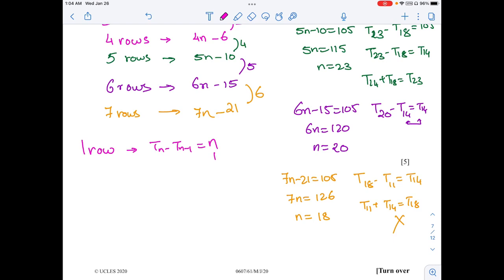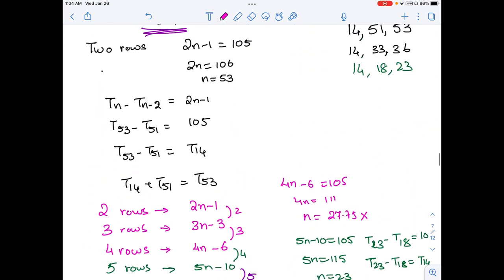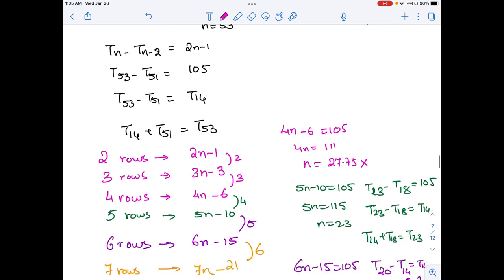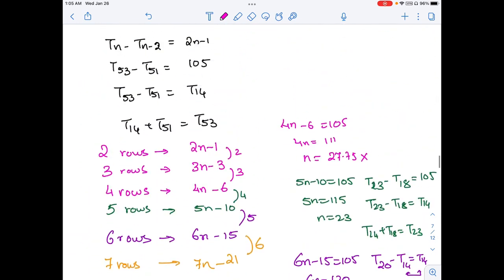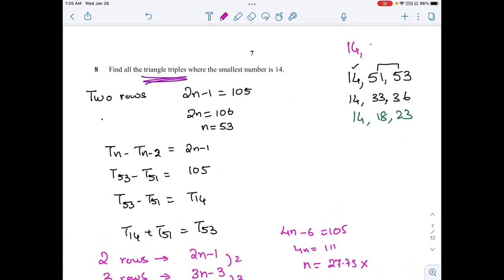What am I going to do for that? Now I want the smallest number to be 14. So Tn minus 1 is equal to 105. So T105 minus, 105 minus 1 is 104, is equal to 105 itself is 14. So T14 plus T104 is equal to T105. So what is the number? 14, 104, 105. So these are the 4 possibilities.